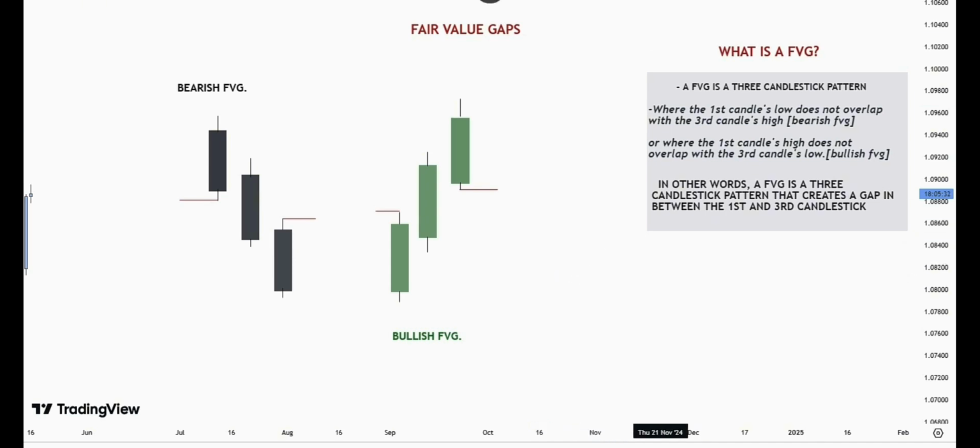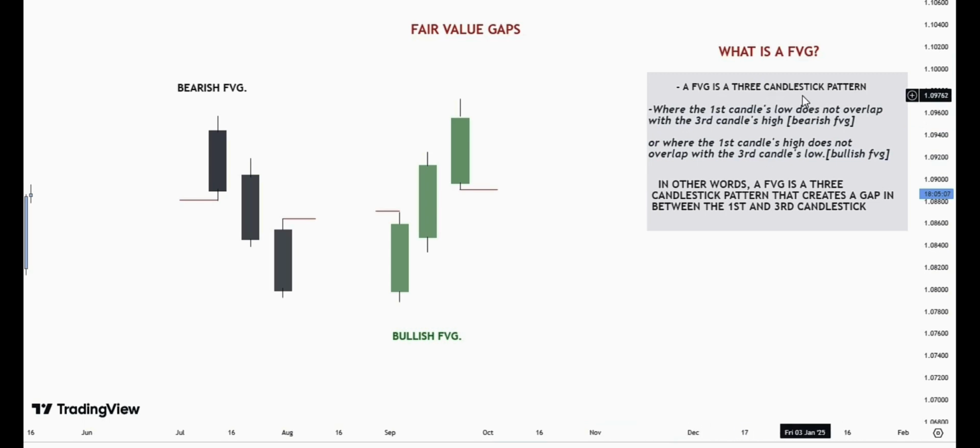So I'll be dropping another gem which is going to be over fair value gaps and how you can use it for entries and how you can use it to understand price and the right side of the market you are supposed to aim at. So we dive in. So fair value gaps. What is a fair value gap?